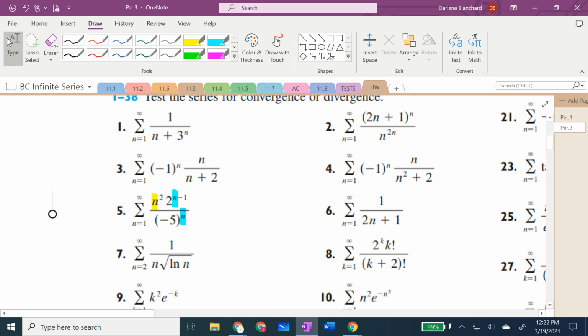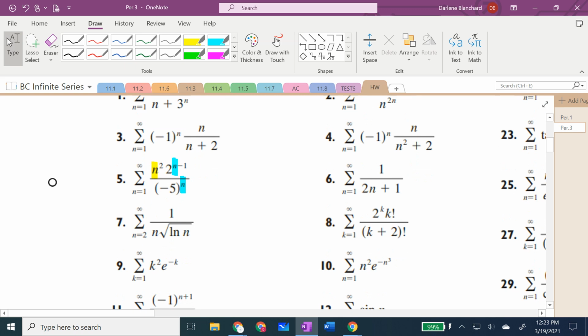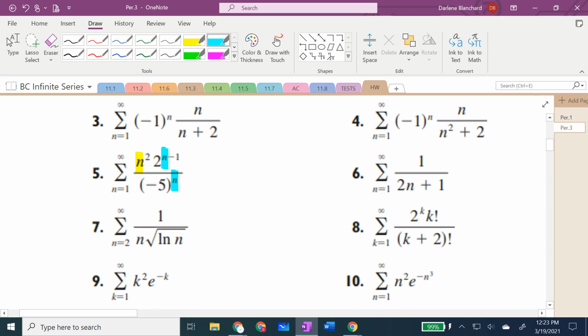For this problem, the ratio test will end up giving you an answer of 2/5, which is less than 1. That'll give you converge. Now, number 7. Number 7 is a tricky one.